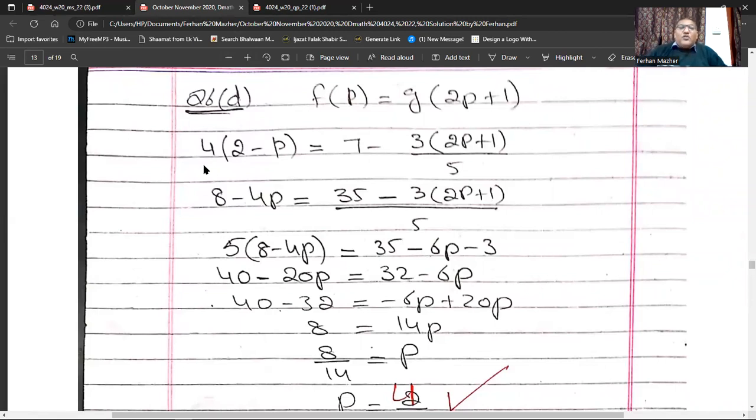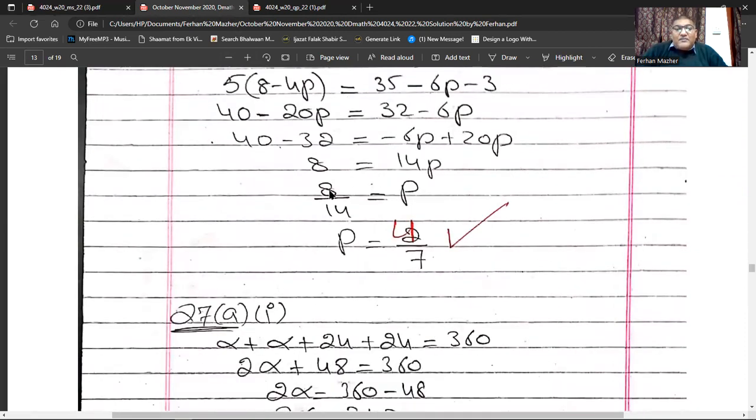1. So it will be 4(2 minus p) is equal to 7 minus 3(2p plus 1), and under this we have 5. You will have 8 minus 4p. Here I will take the LCM. So you will have 35 minus 3(2p plus 1), the whole thing divided by 5. This 5 will go to the other side. So 5(8 minus 4p) is equal to 35 minus 6p minus 3. So it will be 40 minus 20p equal to 32 minus 6p. 40 minus 32 will be equal to minus 6p plus 20p. So 8 is equal to 14p. So 8 by 14 will be equal to p.